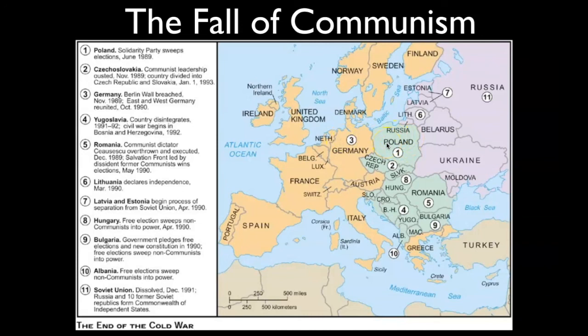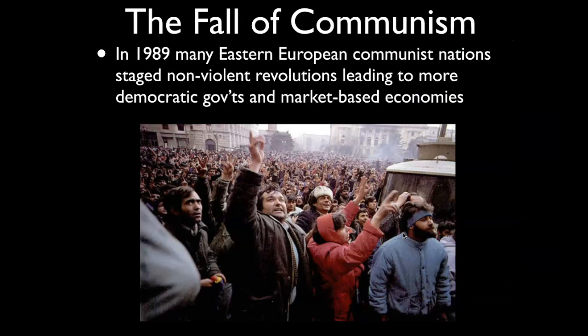And 1989 is a really critical year, and not just because Taylor Swift was born in that year. In that year, there was a revolution that broke out in Poland to overthrow the communist regime. Shortly thereafter, there was a revolution in the Czech Republic, and then in East Germany, and then in Yugoslavia, and Romania, and Lithuania, and Latvia and Estonia, and Hungary, and Bulgaria, and Albania. And so communist regimes in each of those countries in Eastern Europe were toppled in a very short period of time. So in 1989, many Eastern European communist nations staged nonviolent revolutions, leading to more democratic governments and market-based economies.